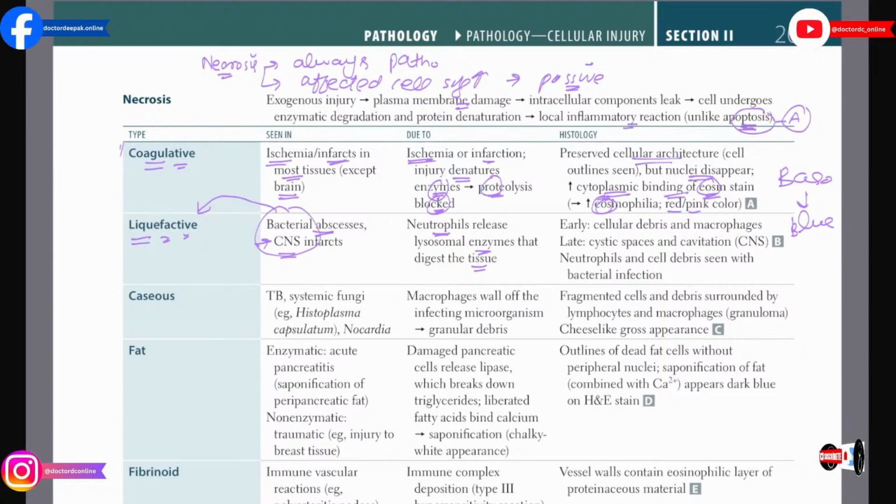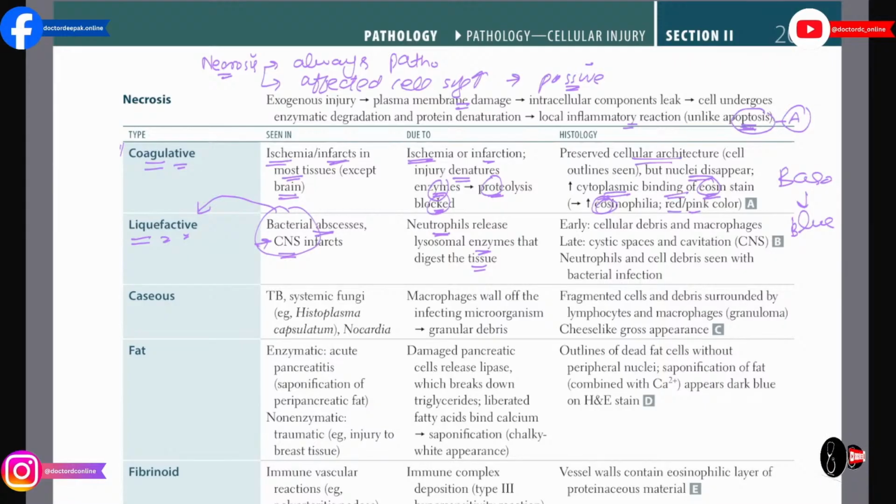Then you have to take an example, like in the brain, in brain infection, or in bacterial abscesses, you will see liquefactive necrosis. You have to keep this in mind. And if they ask you in a question how this happens in brain infection, how the liquefactive necrosis will occur, then you have to keep in mind that basically these are proteolytic enzymes. The proteolytic enzymes are released from the microglial cells, and those proteolytic enzymes will digest the tissue. So this is about the central nervous system.